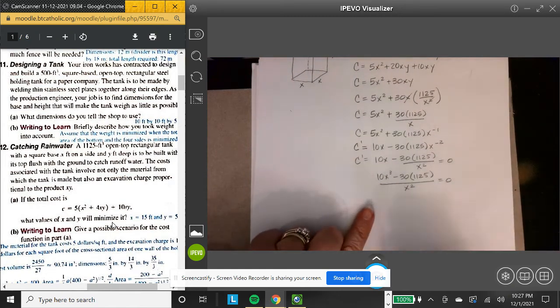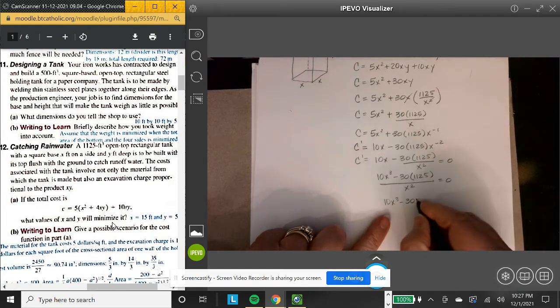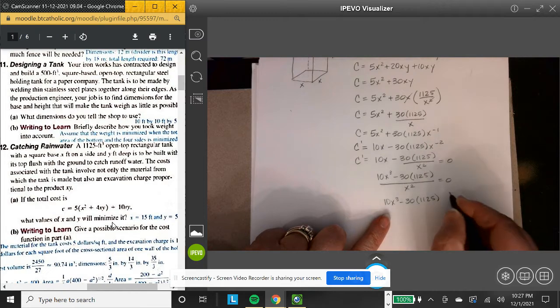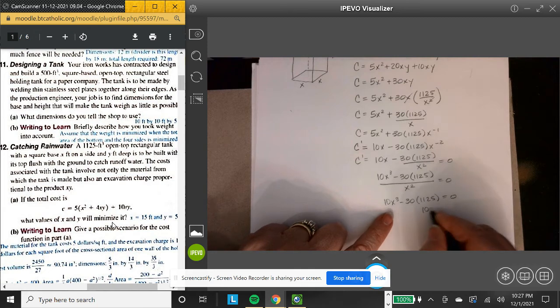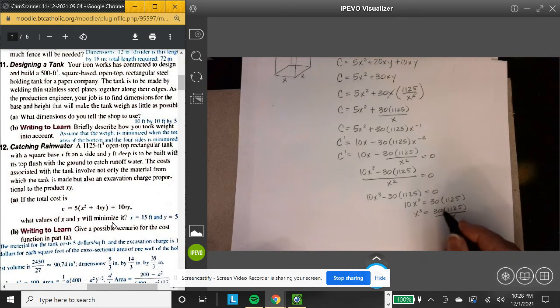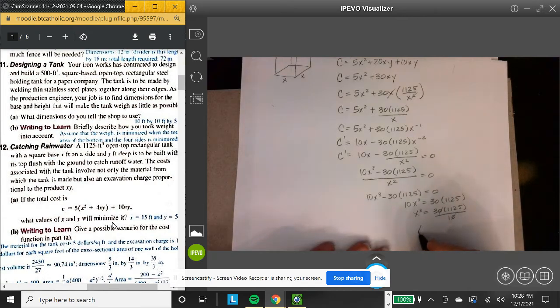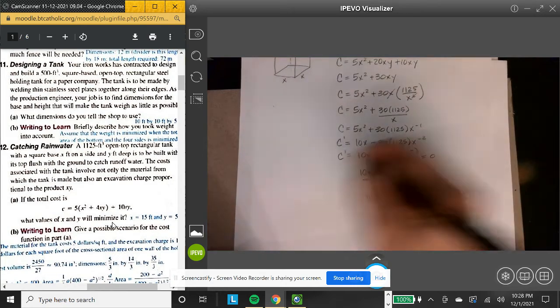Okay, so I'm going to set the numerator equal to 0 again. So we're going to get 10x cubed minus 30 times 1125, and we're going to set that equal to 0. Okay, well, I'm going to get 10x cubed equals 30 times 1125, and then I'm going to divide by 10. So x cubed equals 30 times 1125 over 10. Okay, well, the zeros go away because 30 over 10 is just 3. So x cubed equals 3 times 1125. So I'm going to do that math.